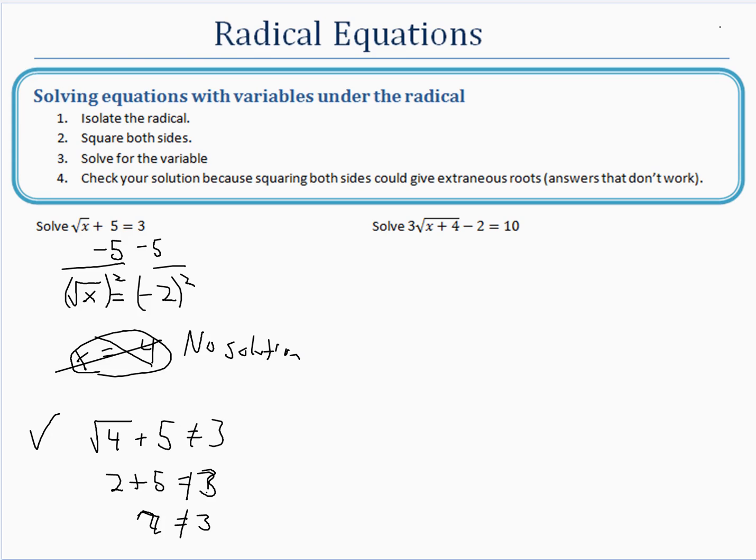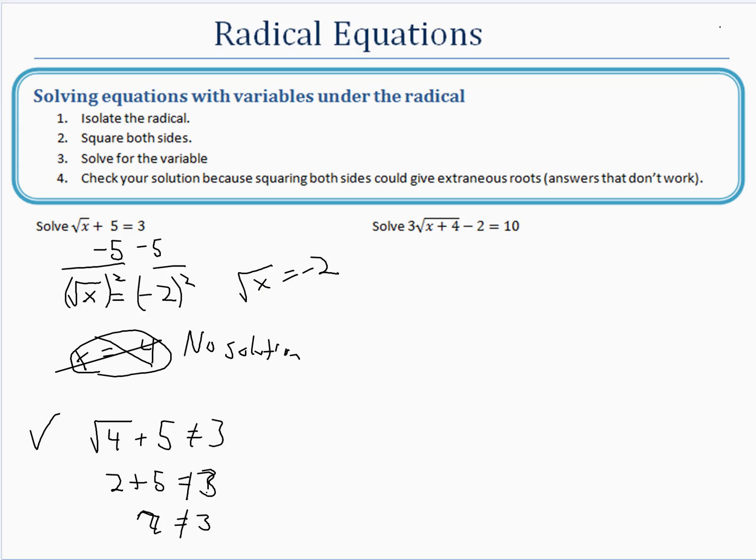Now we could have noticed that back up at this step when we had the square root of x is equal to -2, because we can't take the square root of any number and ever get a negative number, because a negative number squared equals a positive, and this won't work. So we could have known here that there's no solution.